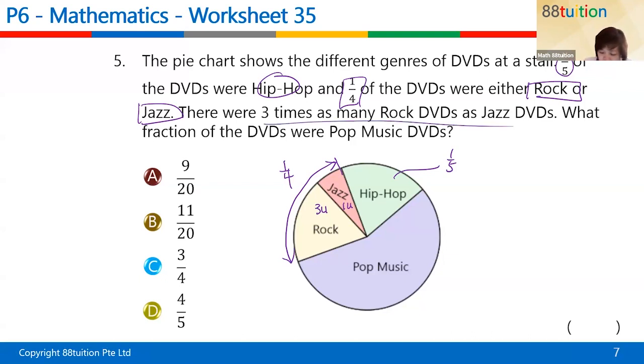What fraction of the DVDs were pop? That means this is the one. So this is 1/4, this is this. I need to find the fraction for all of this. 1 minus this, you should get 11 out of 20. Is it B, correct?